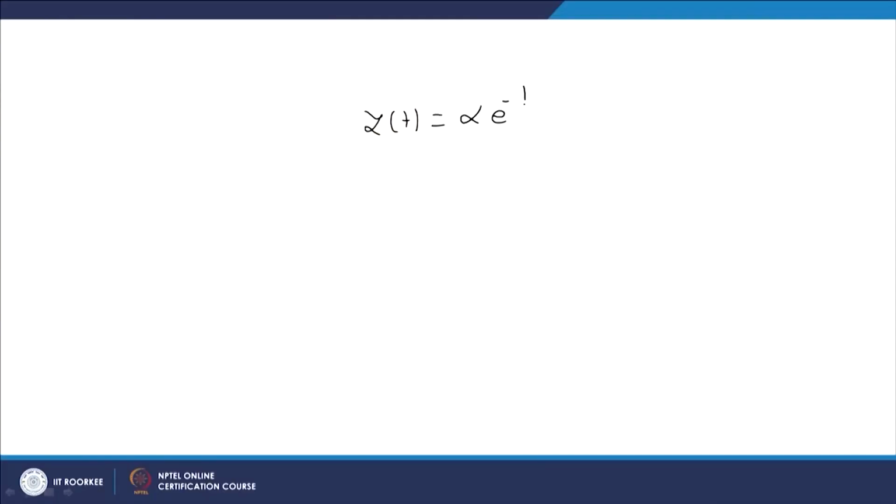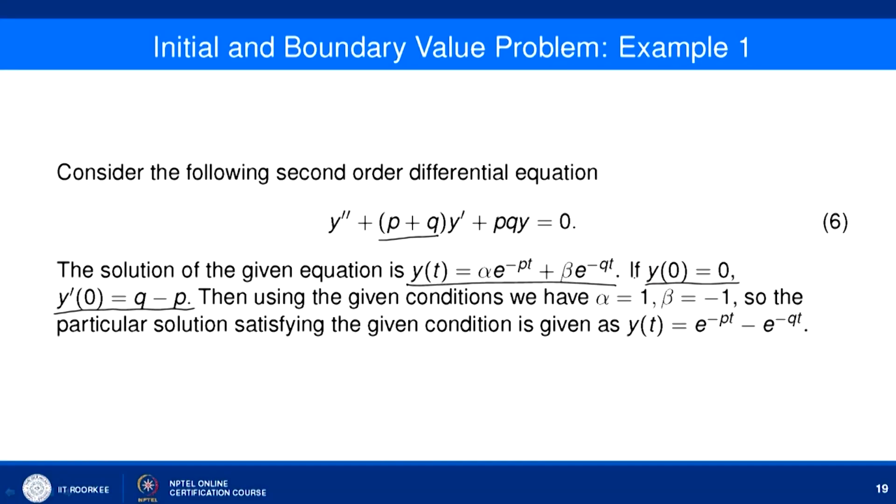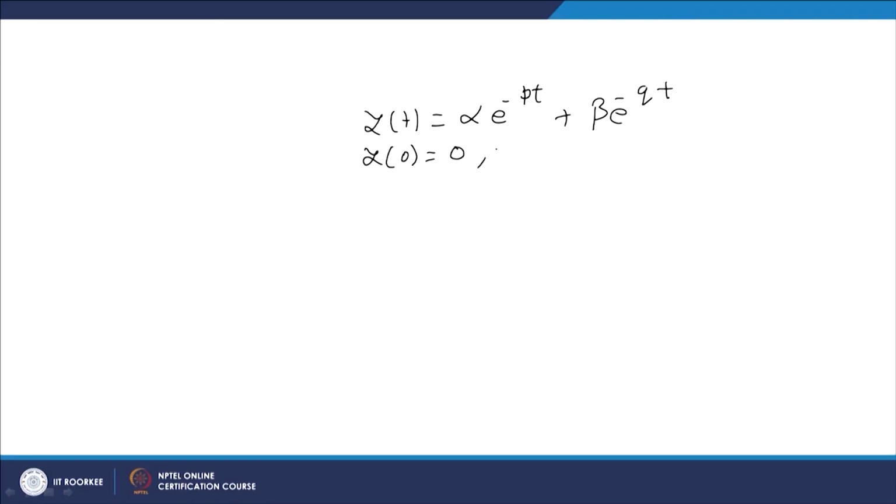So, how can we look at this? Here we have y t equal to alpha e to power minus p t plus beta e to power minus q t, and the conditions are y 0 equal to 0 and y dash 0 equal to q minus p, and we want to find alpha and beta. So, use the condition y 0 equal to 0: then 0 equal to alpha times e to power minus p into 0, which is 1 only, plus beta. So, 0 equal to alpha plus beta.